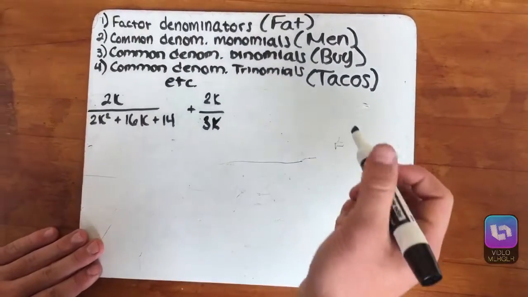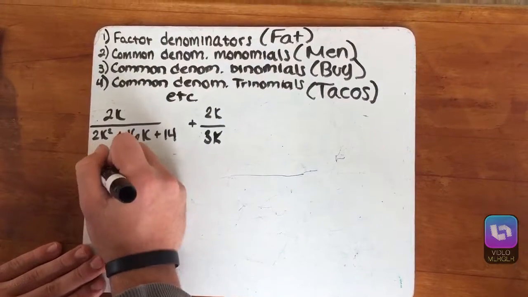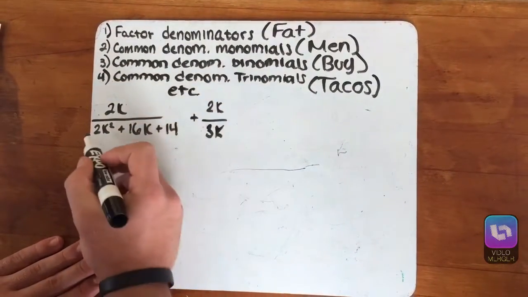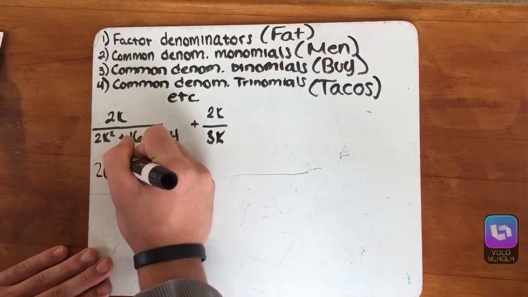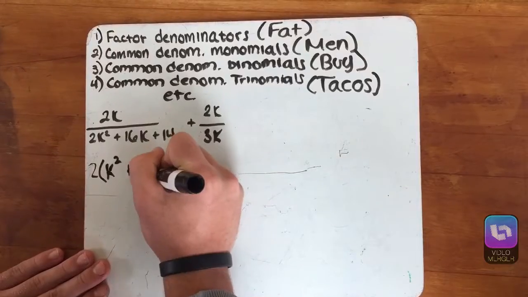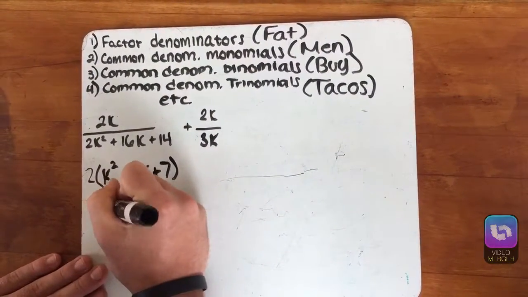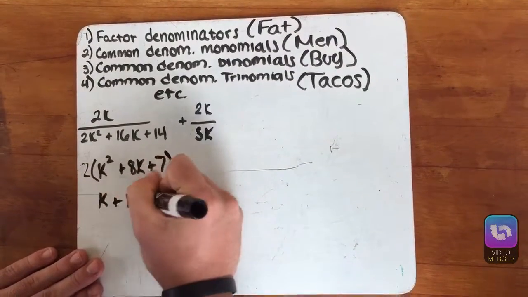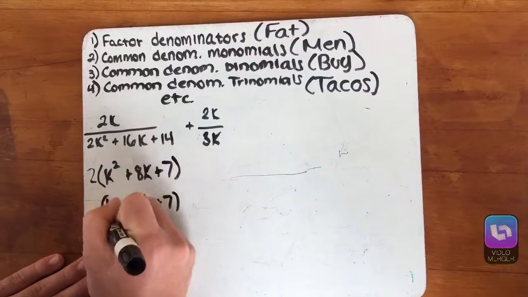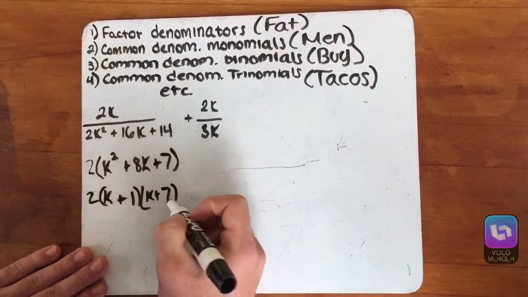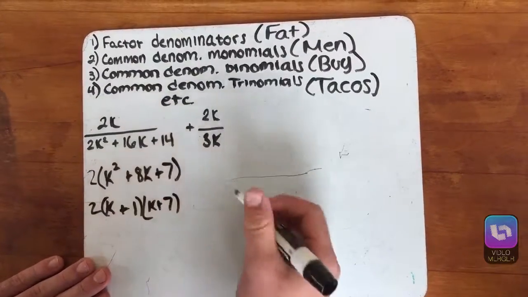We are going to simplify an addition problem now. So first you're going to factor the denominators, and GCF out a 2 because the highest common factor is 2. Then you're going to get 2 on the outside, and k squared plus 8k plus 7. And you can further factor this by getting k plus 1, k plus 7. You can't forget the 2, because 1 times 7 is 7, and 7 plus 1 is 8.